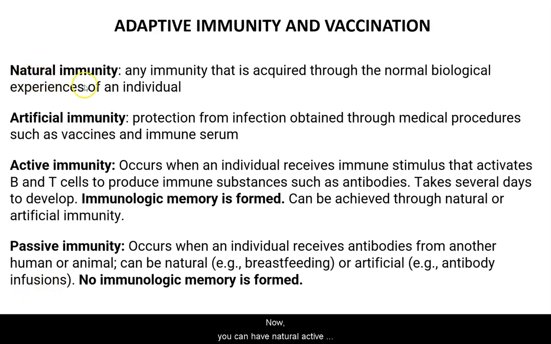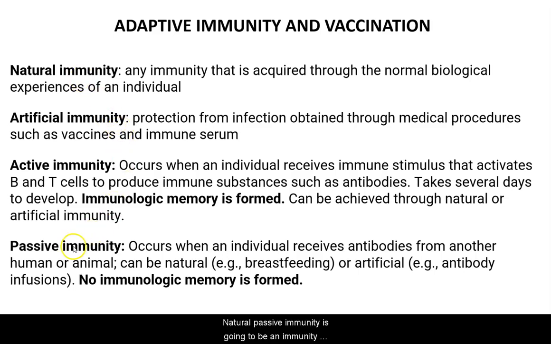Now, you can have natural active immunity, or you can have natural passive immunity. And then you can have artificial active immunity and artificial passive immunity. Natural active immunity is going to be any immunity acquired through the normal biological experiences plus the individual receives an immune stimulus. So this is going to be like a normal disease. The patient just gets sick, the body builds antibodies to that, and the immune system is activated the old-fashioned natural way. That's natural active immunity.